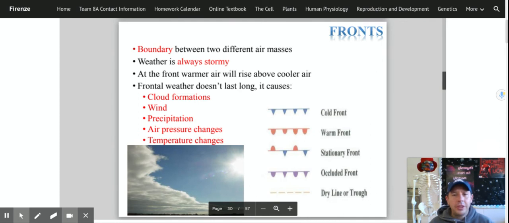So along these fronts, we get different kinds of cloud formations. We get different types of wind blowing, different types of precipitation, depending on the characteristics of the air that's going over you. The air pressure changes, which causes the wind to blow at different speeds and the air pressures to change to allow different amounts of moisture in there. And we also get temperature changes. So a lot of the times you can actually see fronts coming in. So you can see this cloud.